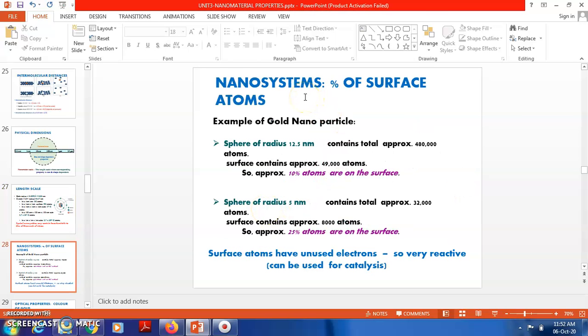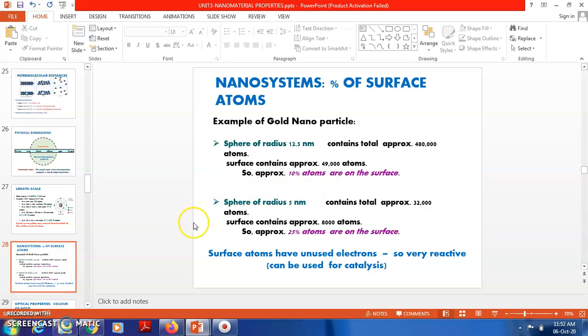Next, nanosystems are defined with the help of the percentage of surface atoms. As an example, I am going to consider a gold nanoparticle. Here I take a sphere with a radius of 12.5 nanometer. It contains 480,000 atoms, but the surface has only 49,000 atoms, so approximately 10% of atoms will be available on the surface.